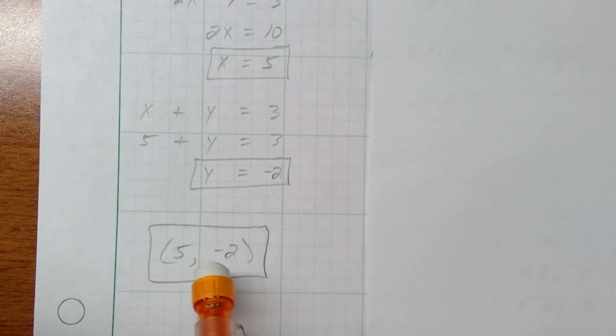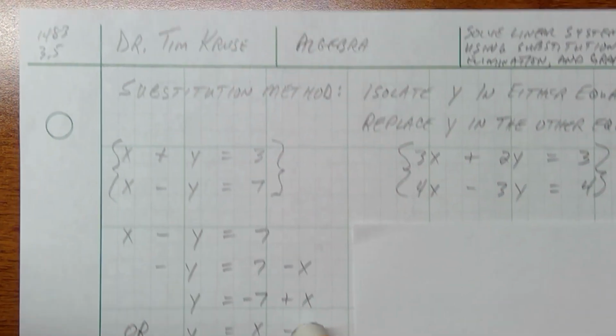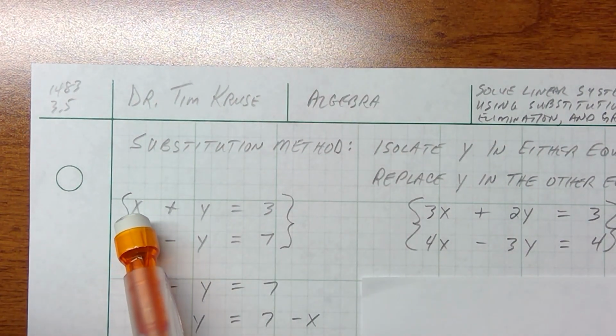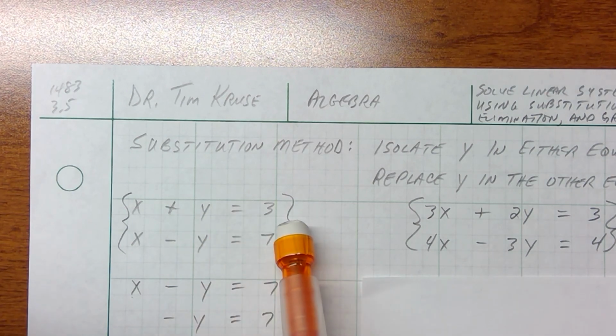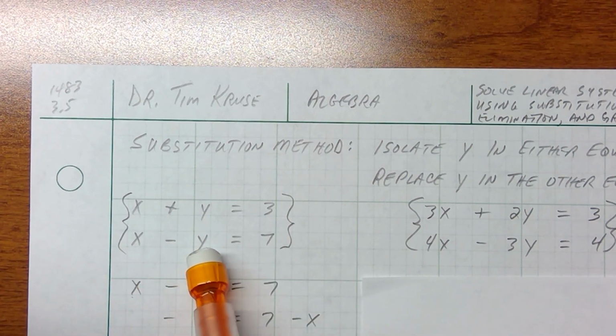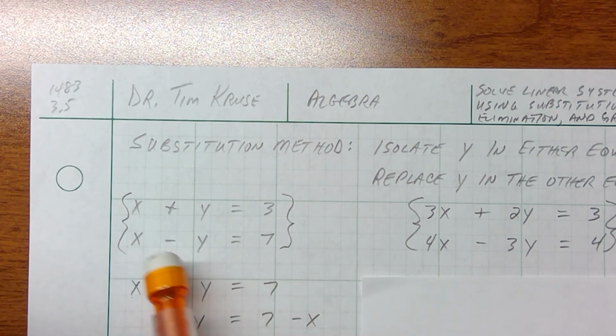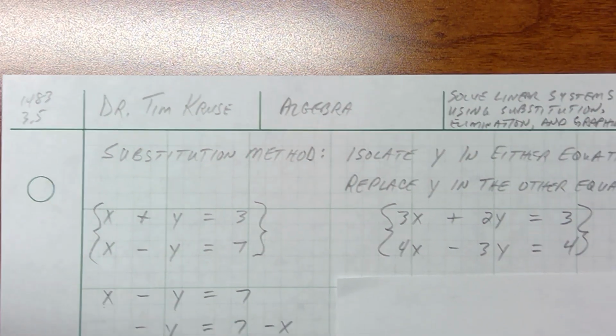So our x is 5 and our y is -2. This is the xy ordered pair that works in both equations. And that's exactly how you check it. You take that 5, -2, and you put it in here and see if it equals 3, and put it in here and see if it equals 7. If it works in both equations, you have the right ordered pair.